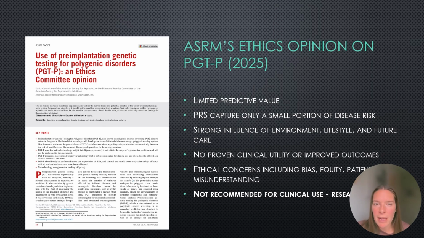Now, as I mentioned on the last slide, there are criticisms of PGT-P. It's definitely considered controversial depending on who you speak with. And at the end of last year, at the end of 2025, ASRM came out with an ethics committee guideline on PGT-P. And I just wanted to summarize this really quick. It is a good read and a short read if you're interested in it. But essentially, the main points are that the predictive value is limited. Polygenic risk scores only capture a small fraction of disease risk. So it's inherently an incomplete assessment.